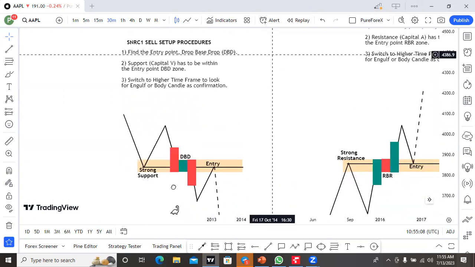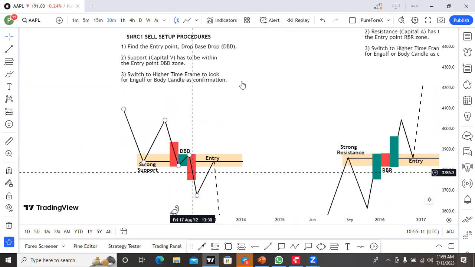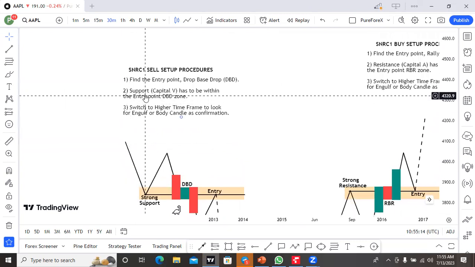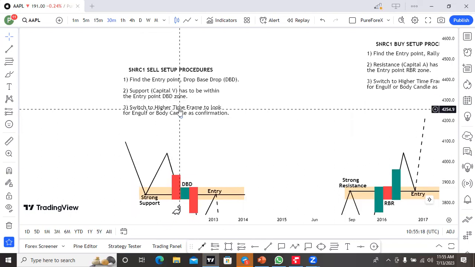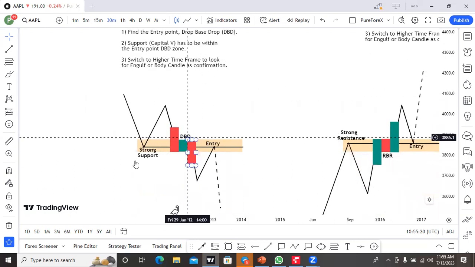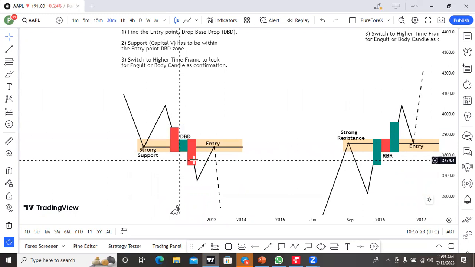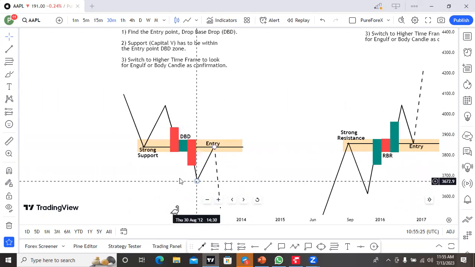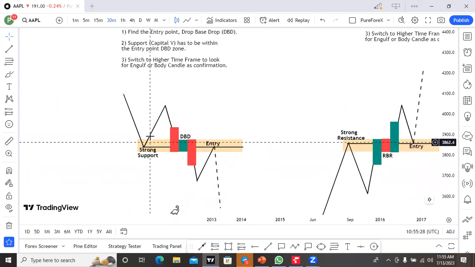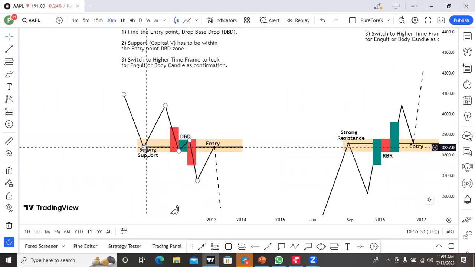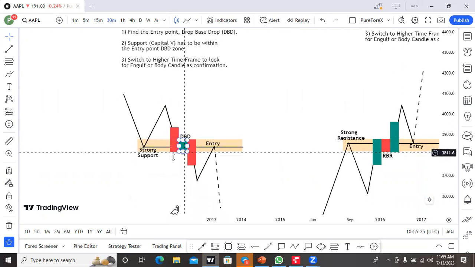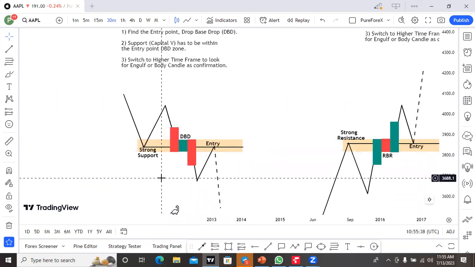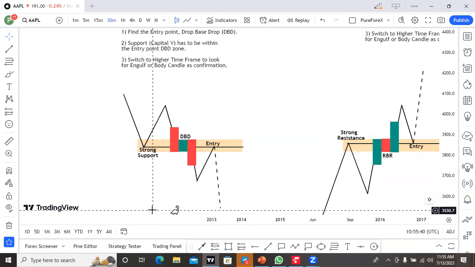Like we said, this is the entry point. Find the entry point, drop base drop. Then the second, support, capital V, has to be within the entry point drop-base-drop zone. What do we mean here? When we find the drop-base-drop, the supply area, we have to look for what? The strong support must be within the drop-base-drop zone. It must not be outside. Once it is outside, it is not a scenario one. You have to take note of this.